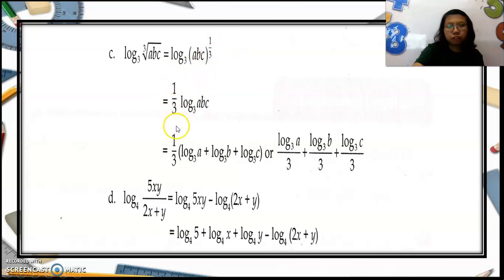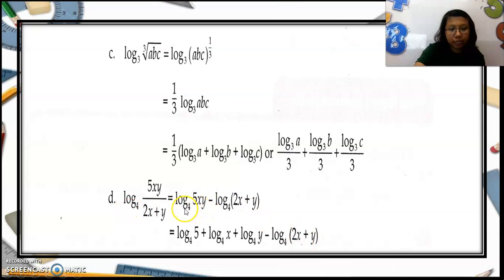So put 1/3 on the first part, so 1/3 logarithm of a, b, and c to the base of 3, and then expand a, b, and c using the logarithm. So 1/3 times logarithm of a to the base of 3 plus logarithm of b to the base of 3 plus logarithm of c to the base of 3, or we can write it as logarithm of a to the base of 3 over 3, because we have here 1/3, logarithm of b to the base of 3 over 3, and then logarithm of c to the base of 3 over 3 for letter C. And then for letter D, we have here logarithm of 5xy over 2x plus y to the base of 4.